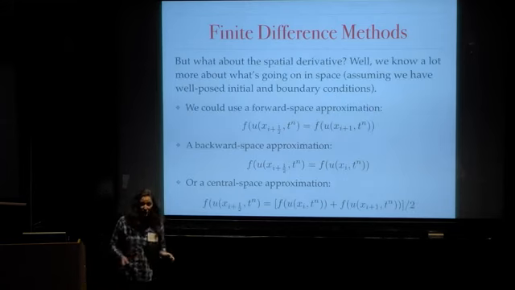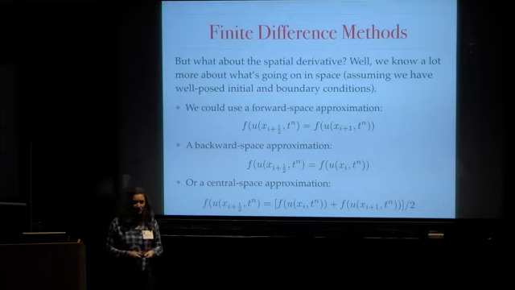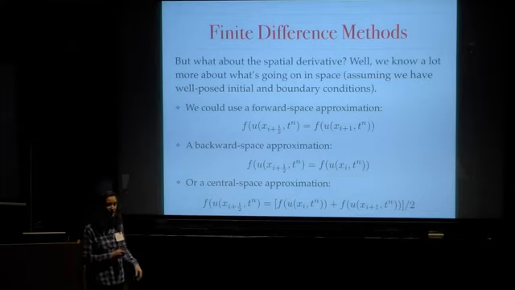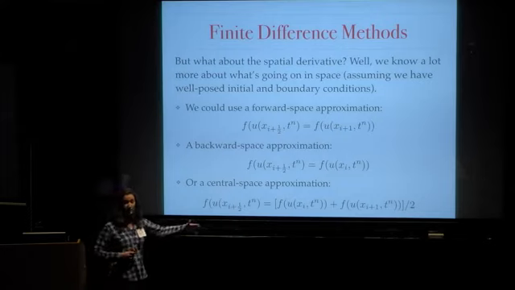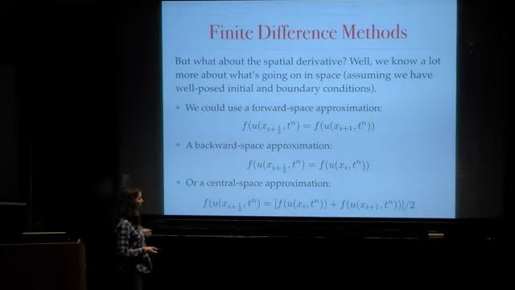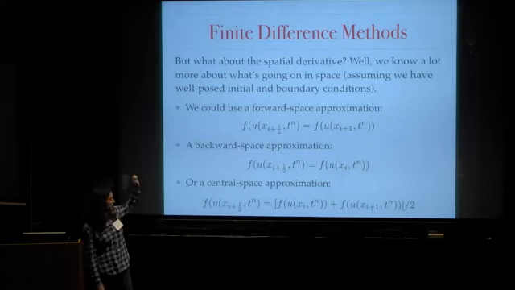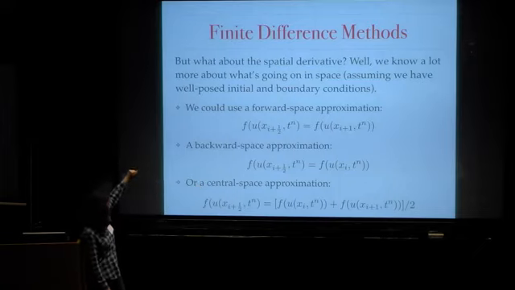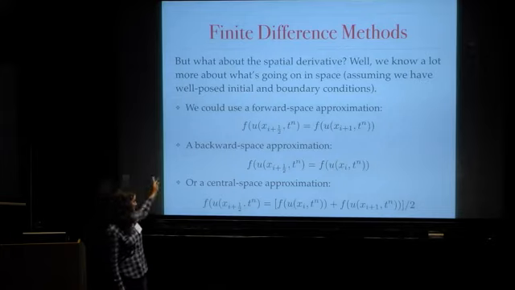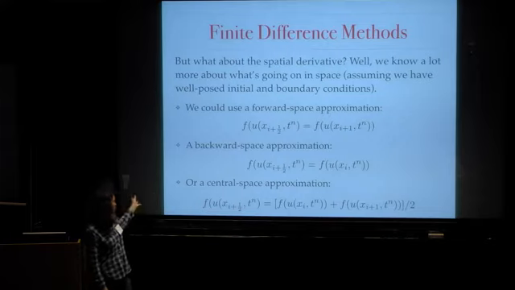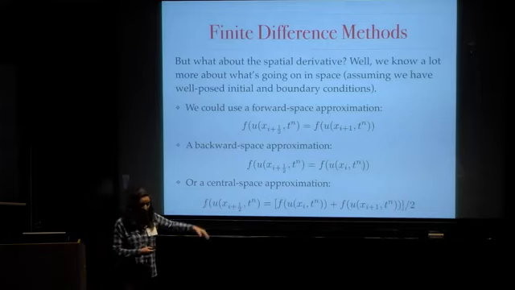So it turns out it's usually easier to deal with the spatial derivatives, because if we've got a well-posed problem with initial conditions, then we know a lot about what's going on in space near these points. For example, in this case, we could use what's called a forward space approximation, where we use the value at i plus 1 to calculate that dx term. We could use a backward space approximation, where we're using the value at x of i, or a central space approximation, where we use both.